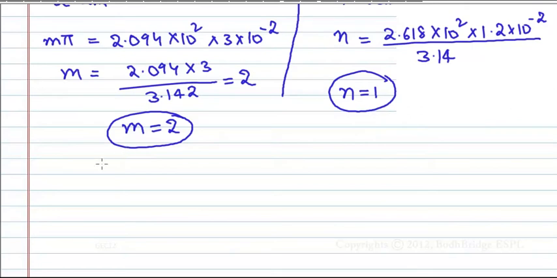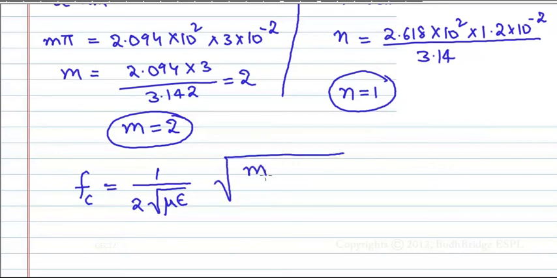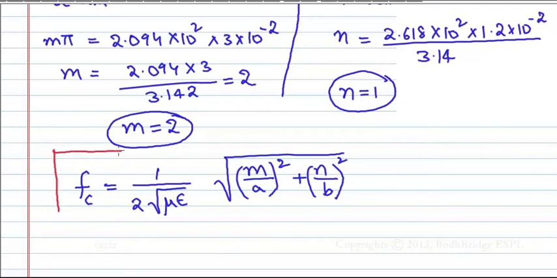What is the cutoff frequency for the 2-1 mode? Whether it is TE mode or TM mode, the cutoff frequency fc is equal to 1/2 × 1/√(με) × √((m/a)² + (n/b)²). This is a very important formula for the GATE exam. Every year some question will be revolving around this formula, the cutoff frequency of a rectangular waveguide.